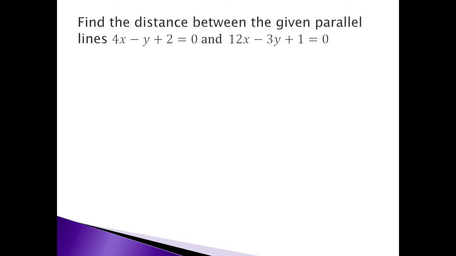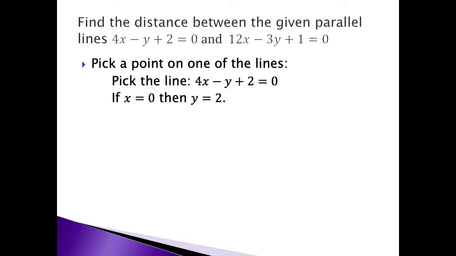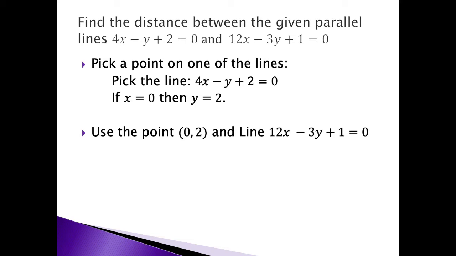Find the distance between the given parallel lines. 4x minus y plus 2 equals 0, and 12x minus 3y plus 1 equals 0. The first thing we need to do is pick a point on one of the lines. I'm going to pick the line 4x minus y plus 2 equal to 0, that x equals 0, then we know that y equals 2. I could just have easily picked x equals 1 and find that y value, but I'm using x equals 0 just to make things simple.